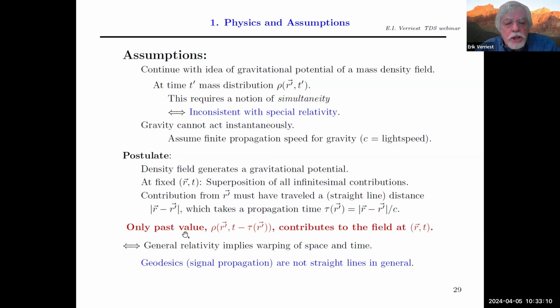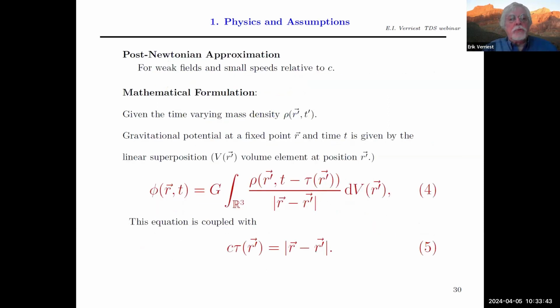All right, so only the past value of the mass distribution at point r prime will contribute to the field at r, t. Now, also what I'm assuming here, you see, I assume straight line distance. General relativity implies warping of space and time, so geodesics are no longer straight lines in general. So to justify this, I need to assume weak fields. So two assumptions I make: small velocity and weak fields. Okay, so this is what we have here.